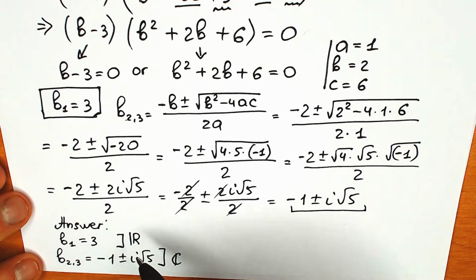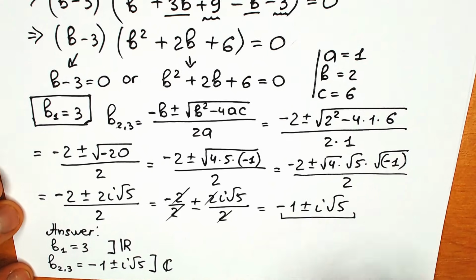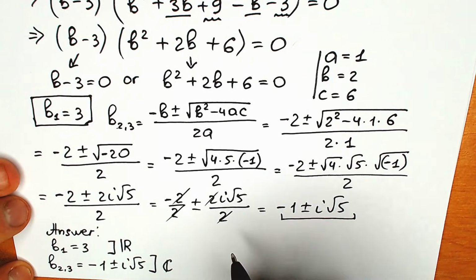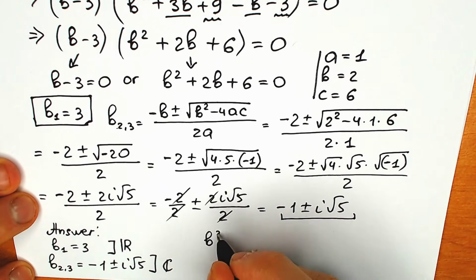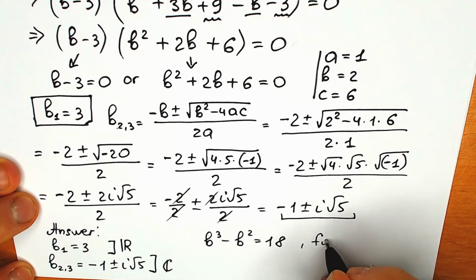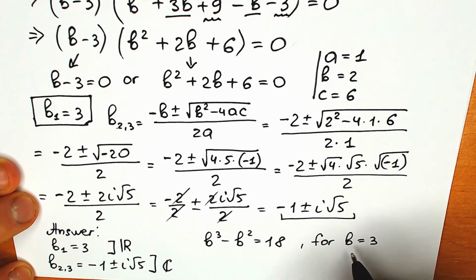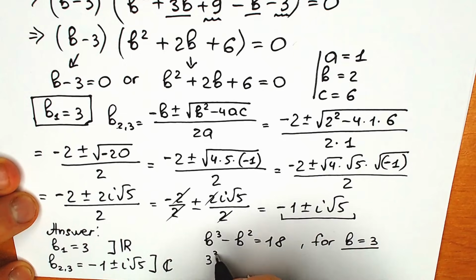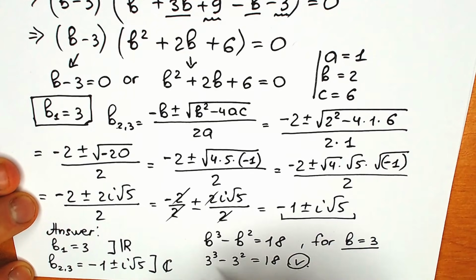And right now in the end, let's check real quick our real number root. Let's rewrite our equation from the beginning. So we have b cubed minus b squared equal to 18. Okay, and let's plug in, for example, b equal to 3. Let's check our real number root. So we have 3 cubed minus 3 squared equal to 18. Everything is great. Our root is absolutely correct, because right here we have 27 minus 9 equal to 18. Everything is great, so our root is absolutely correct.